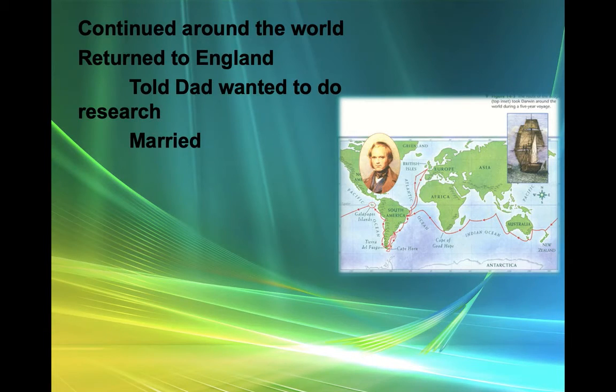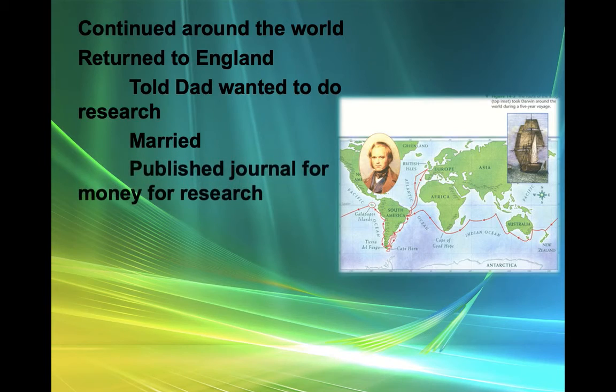Darwin also got married. Kind of a strange thing. He got married to his eighth cousin or something like that. They had lots and lots of children. They got busy. And he needed a way to support his family. So he took his journal that he had kept on his trip around the world and he published it. And the good thing about Darwin's journal was he didn't write as a scientist. He really wrote as a person, just for the general public.